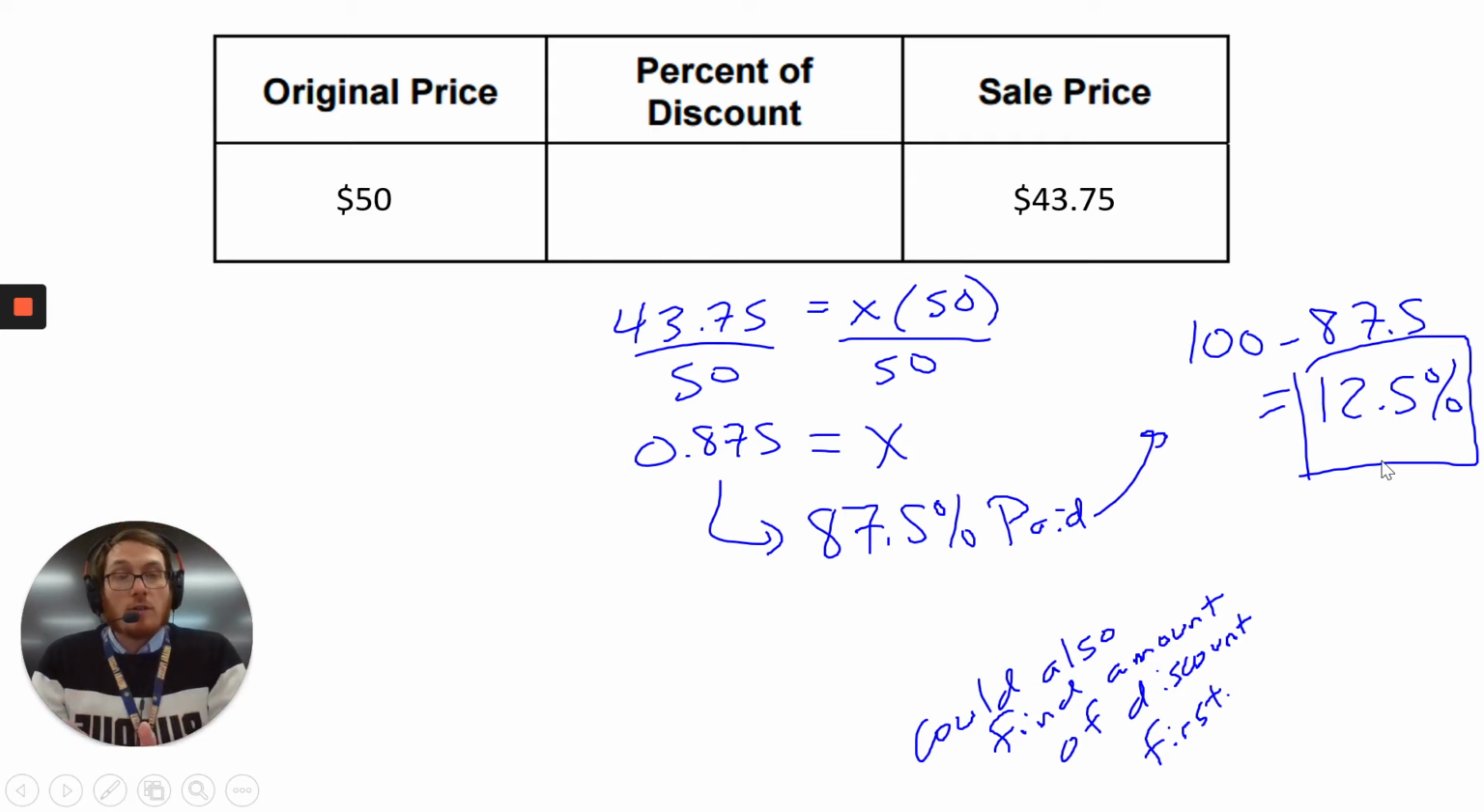That's one way you could do the question. The other option is, instead of knowing the sale price, you could figure out how much discount you had, which in this case would be $6.25, and then go through the problem that way, and you'll get the exact same answer of 12.5%. So there's a few options here, but you just want to make sure that you know what your percent is dealing with in that situation.